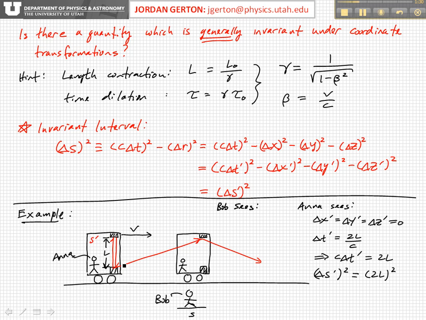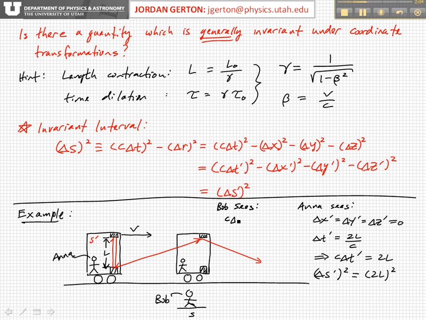Okay, so he sees the light path go like this, and because this is sort of a clock, for Anna the emission and detection events happen at the same place. So that time interval is a proper time. It's like a clock. It's an interval between two different events that happen at the same place. And so basically Bob sees that time interval dilated.